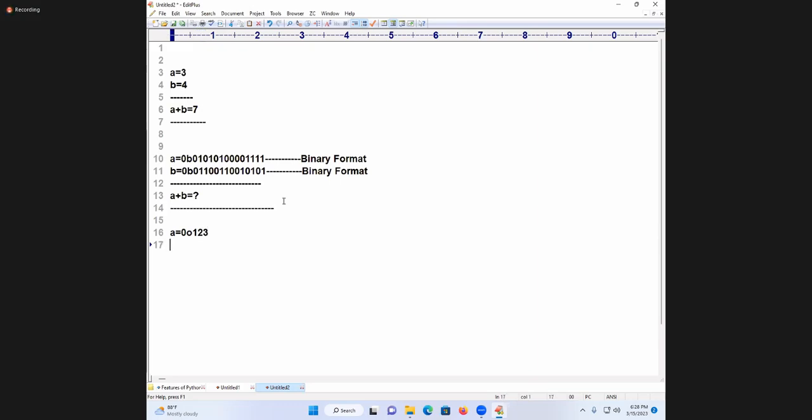Suppose a is 1, 2, 3, I am writing. B is equal to 0O, some 3, 4, 5 I am writing. What is the answer of A plus B? It is regularly asked in MCQs in the Python language. What is the answer? You take any student, they can't answer it, because this is represented as what?